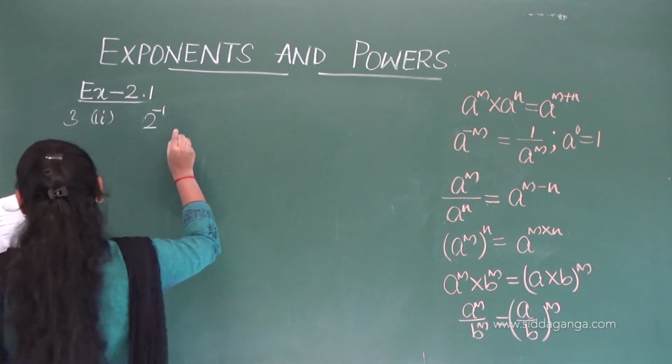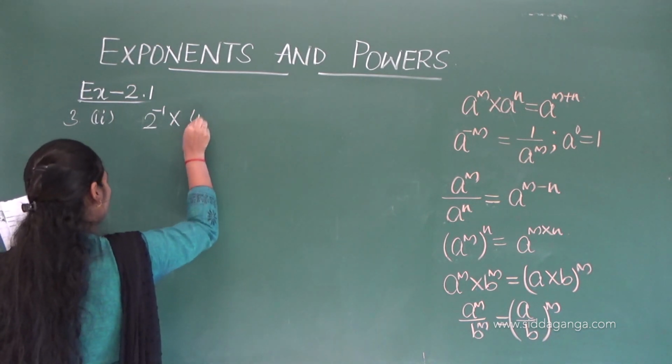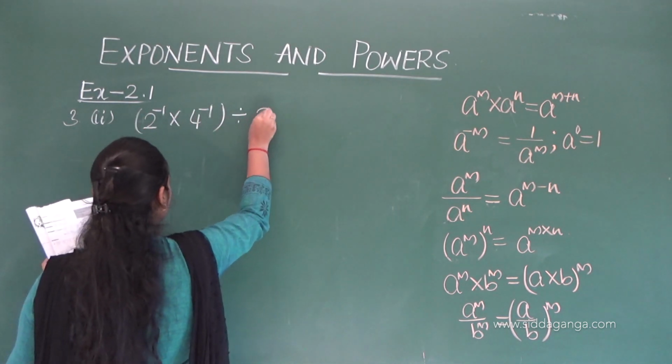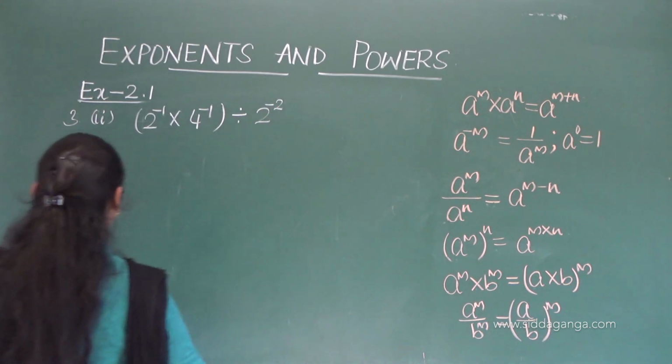Raised to the power of minus 1 into 4 raised to the power of minus 1 divided by 2 raised to the power of minus 2.